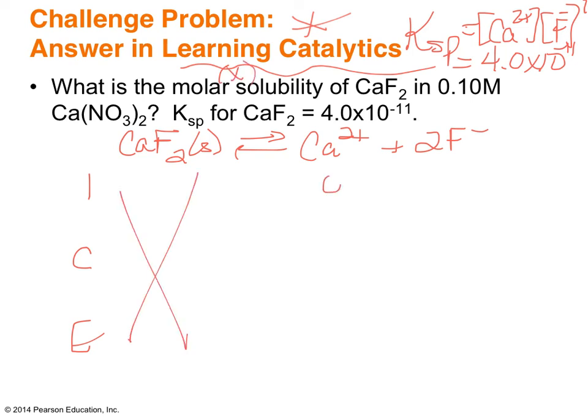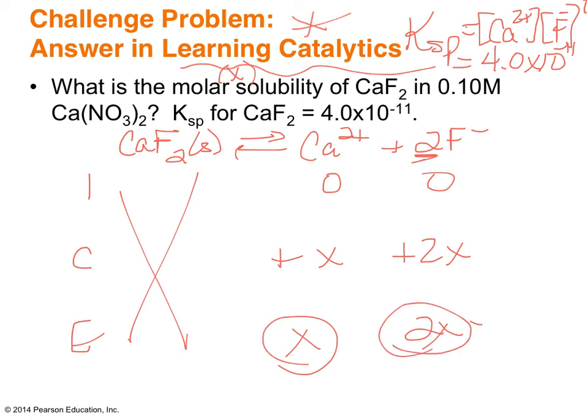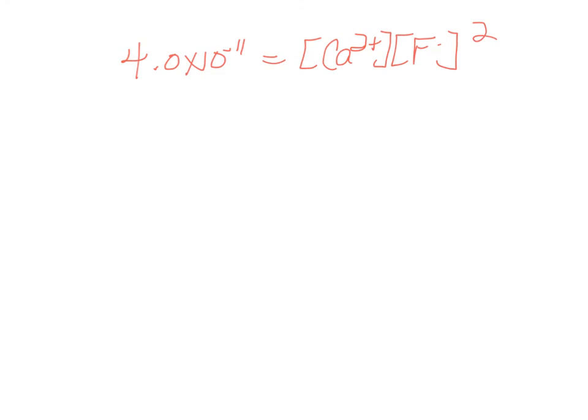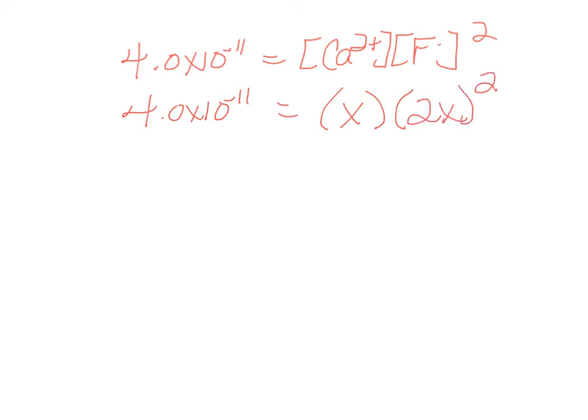Okay, here we go. We make twice as much fluoride as calcium, so we're going to call that plus 2X. And there are our values. And now I need to go to the next page to plug these equilibrium values into the Ksp expression. Alrighty, so the concentration of calcium was represented by X. That of fluoride is represented by 2X. Don't forget to also square the fluoride.